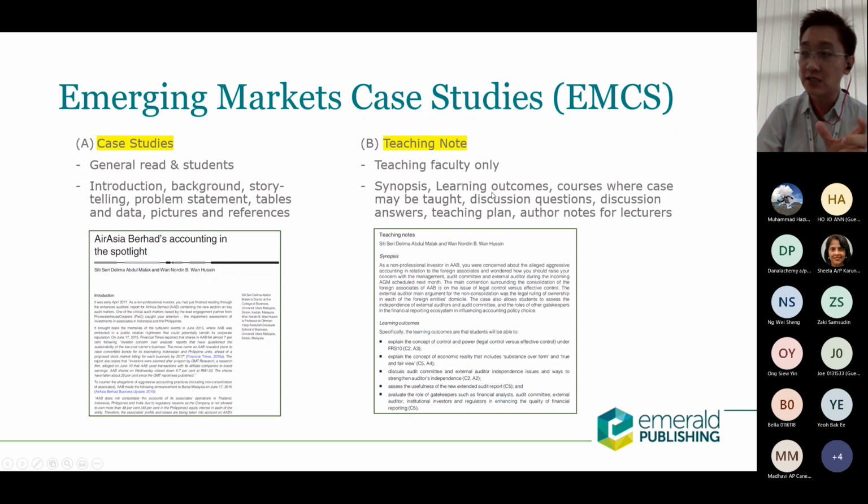It also covers which courses the case can be taught in, the discussion questions embedded inside, and the discussion answers provided by the authors. They also include the teaching plan. For example, 10 minutes on introductions, 30 minutes on question number 1, another 30 minutes on question number 2 for discussion purposes. So a teaching plan is included, along with author notes and reminders for the lecturer. What do they need to take note of? What do they need to be reminded of? So the teaching note is very important, and also very handy for the teacher.